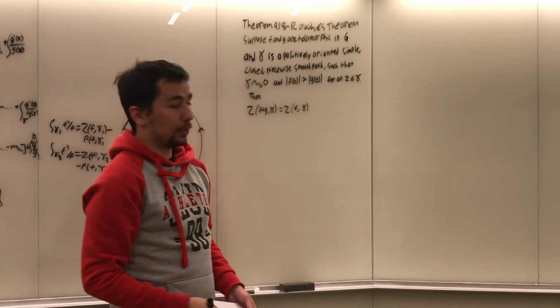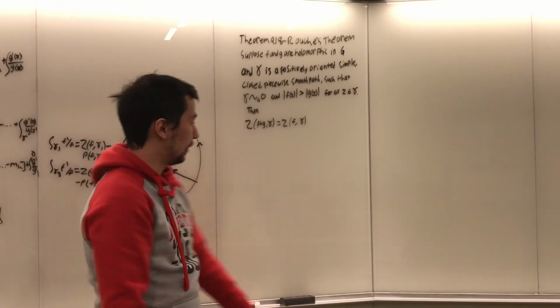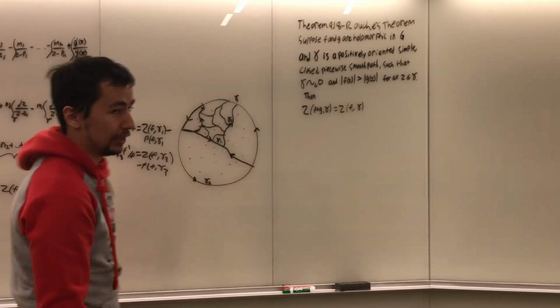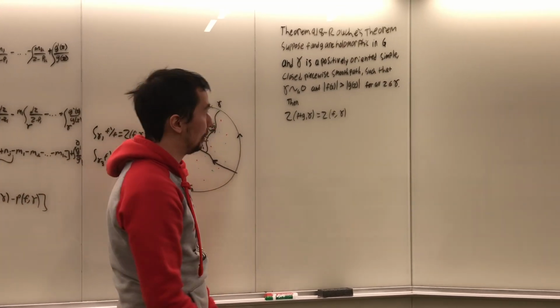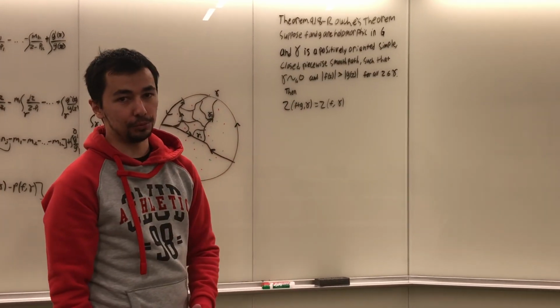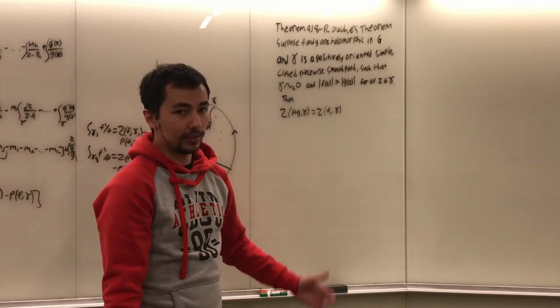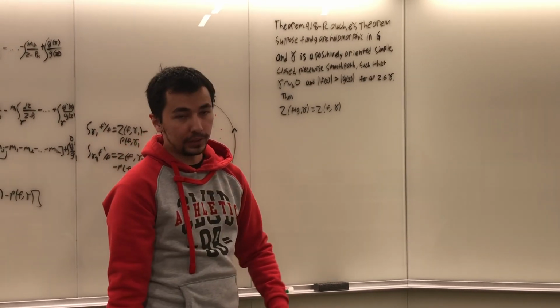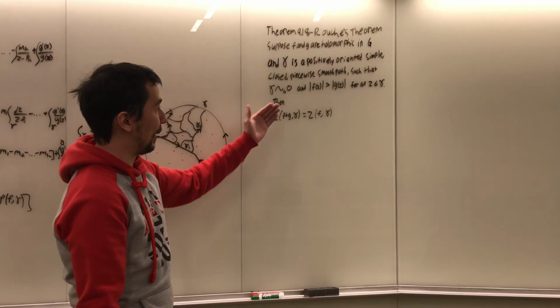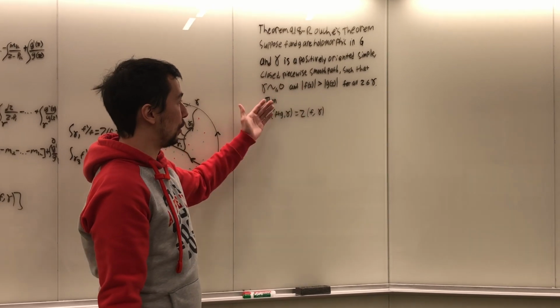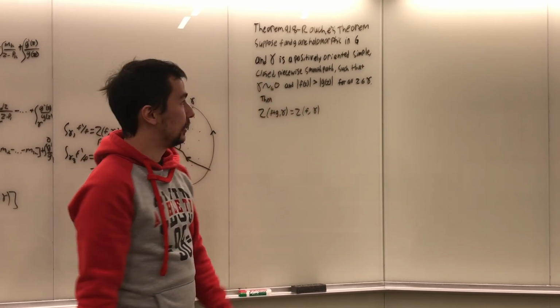Okay, so after going through that quick proof of the argument principle and how it works, we can go on to an application of the argument principle, which is Theorem 9.18, Rouche's theorem. This says that suppose f and g are both holomorphic in the region big G, and gamma is a positively oriented, simple, closed, piecewise smooth path, such that this is true.